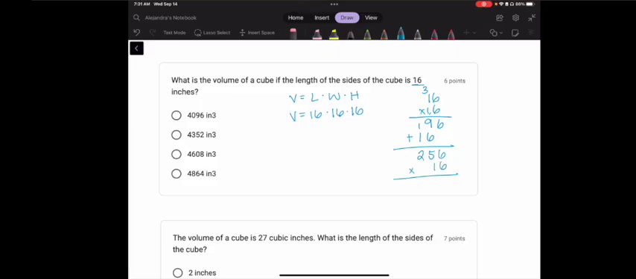Now we multiply that times 16. So that will be 36, carry the 3. That will be 30 plus 3 is 33, carry the 3. Now that will be 12 plus 3 will be 15. And then 6, 5, and 2. Add that together. 6, 9, 10, carry the 1, and that will be 4. So the volume of a cube whose side measures 16 inches will be 4,096 inches to the third power.